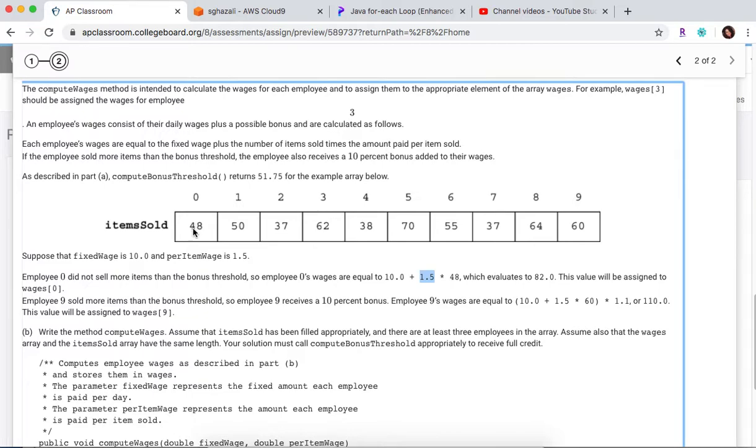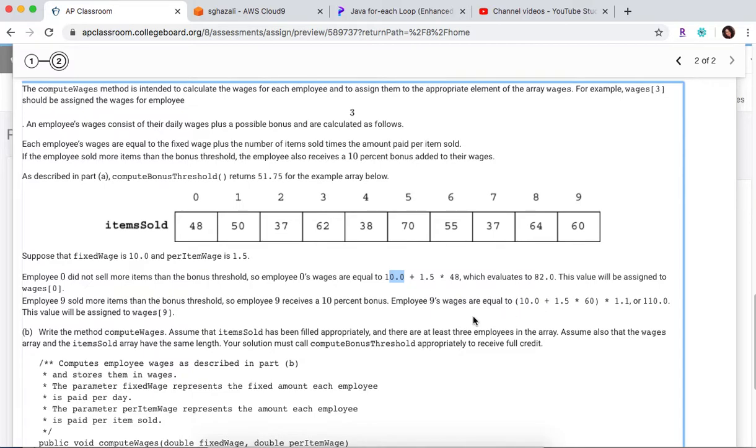Okay, now it's a different calculation if the employee did make the threshold. So for employee 9, for example, 60, that's beyond the threshold of 51.75, right? So then there's a different way to calculate their wages. They're going to get a bonus. So their wages start with the same calculation. It's the 10 plus the 1.5 times how many items they sold. So 10 plus 1.5 times 60. But then they get a 10% bonus. So they're taking this whole calculation, and in order to get 10% added on, you do 1.1 times that.